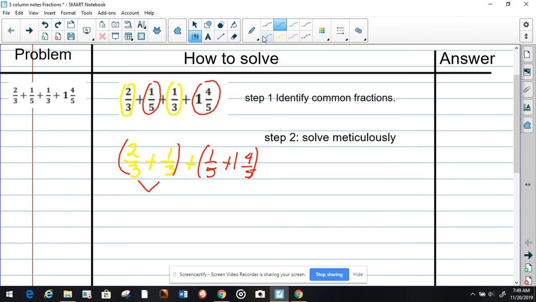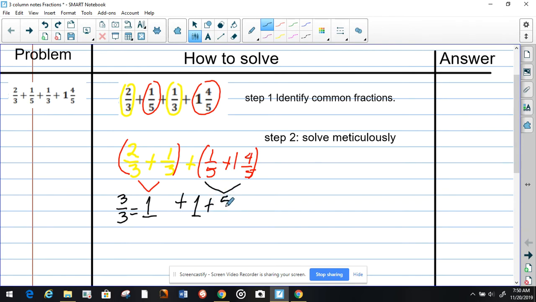So we know that 2/3 plus 1/3 equals 1. That's a total of 1, because 2 plus 1 equals 3, that means 3/3 equals 1. Now we have to add this to this total here. The 1 stays the same because there is no 1 next to the 1/5. But we know that 1 plus 4 equals 5. So this is going to be 5/5.